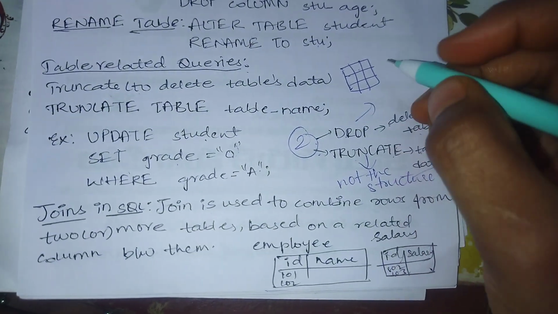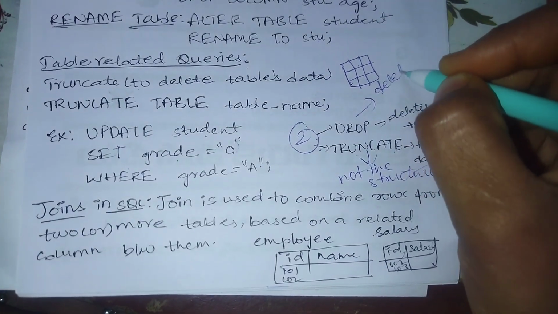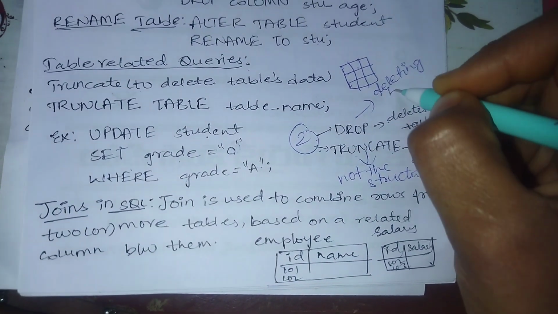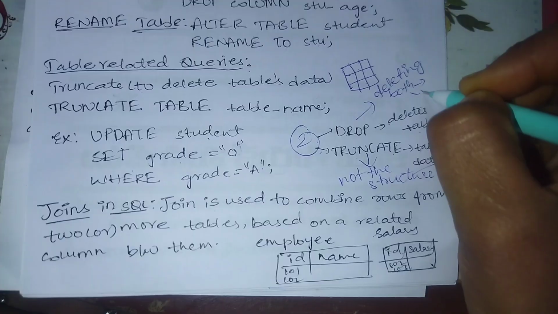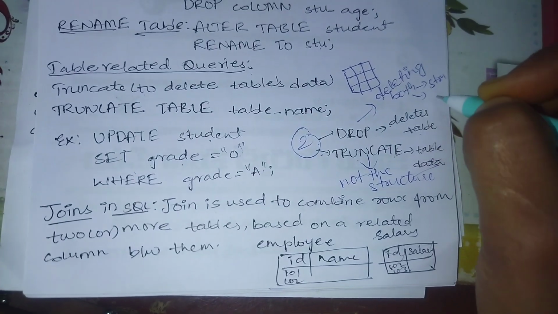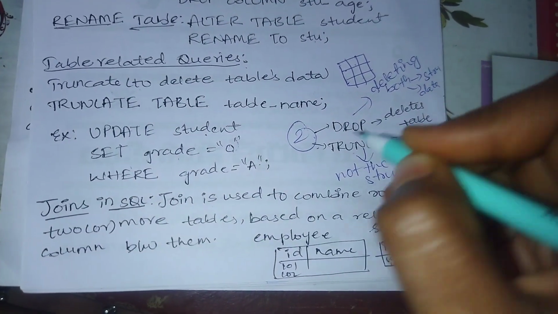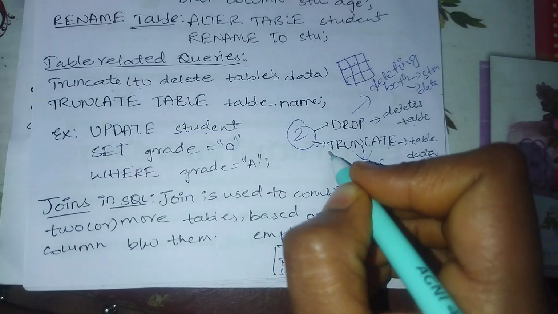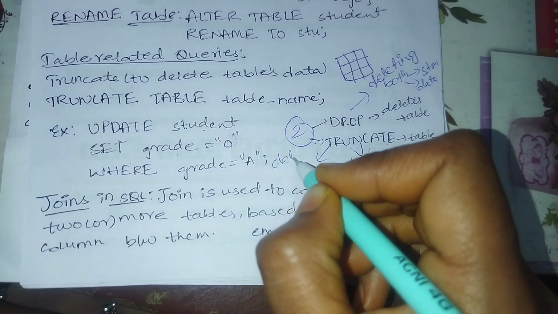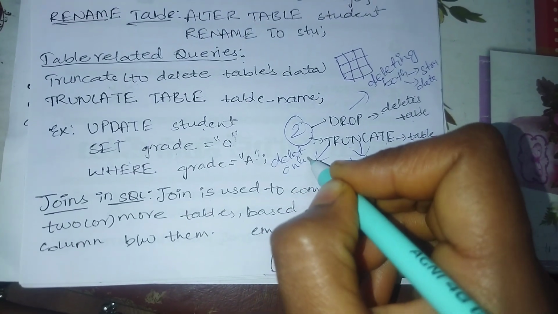Drop deletes both the structure and the data. Truncate does not delete the structure, deleting only the data.